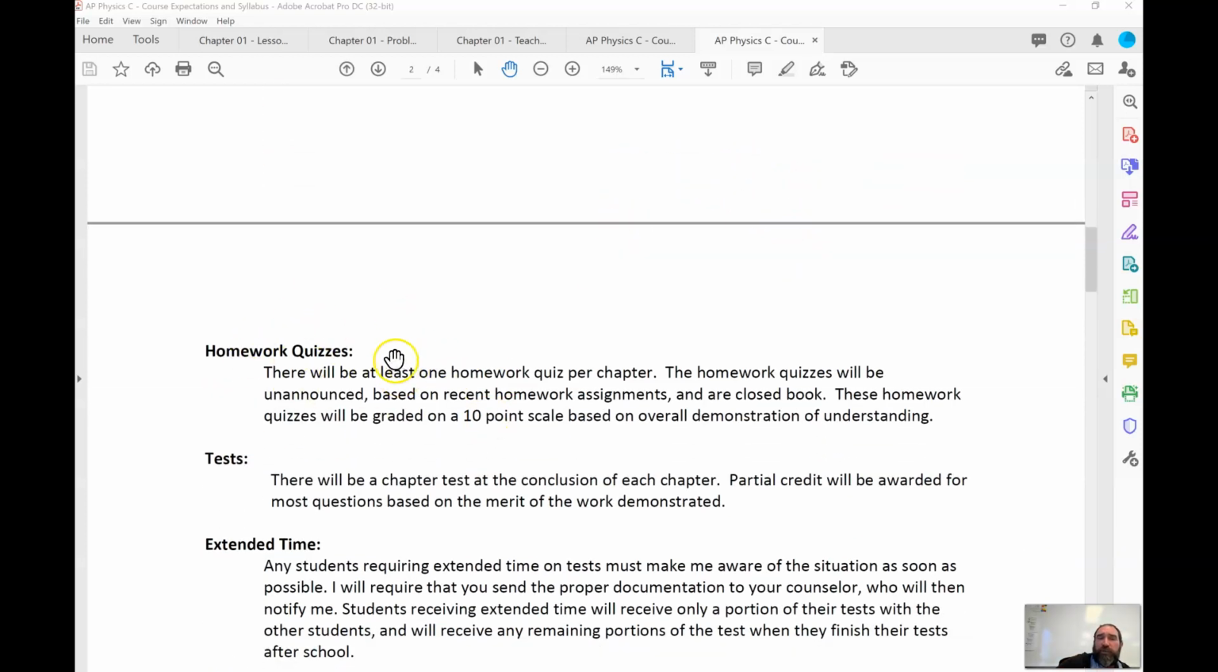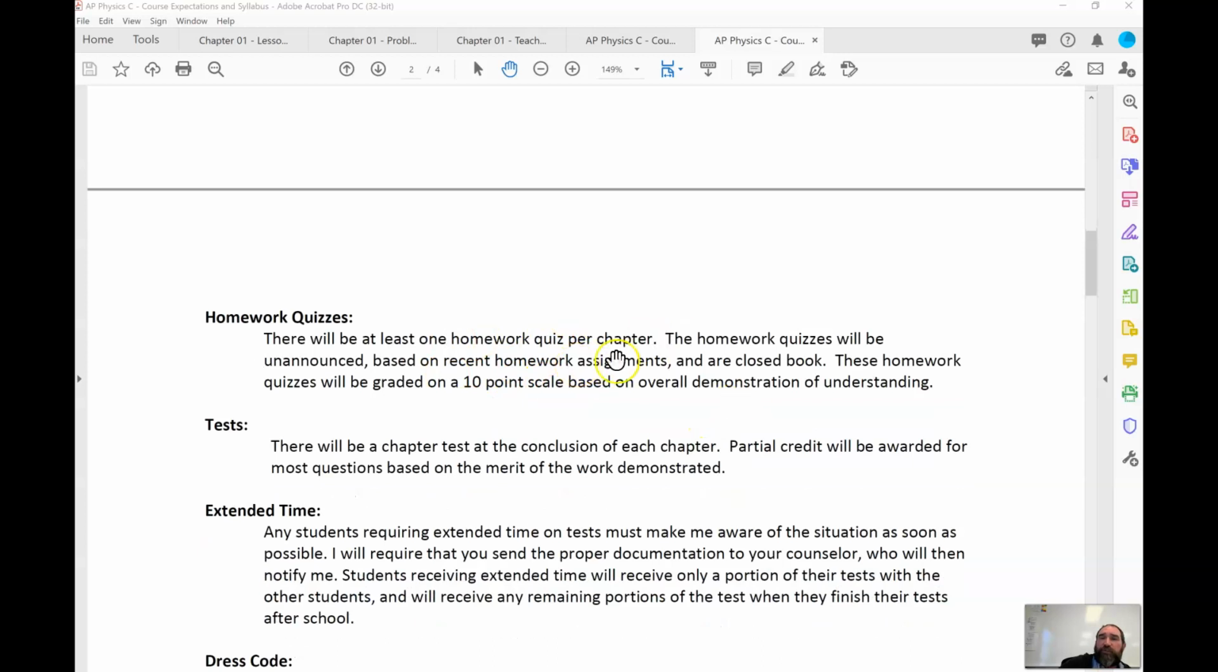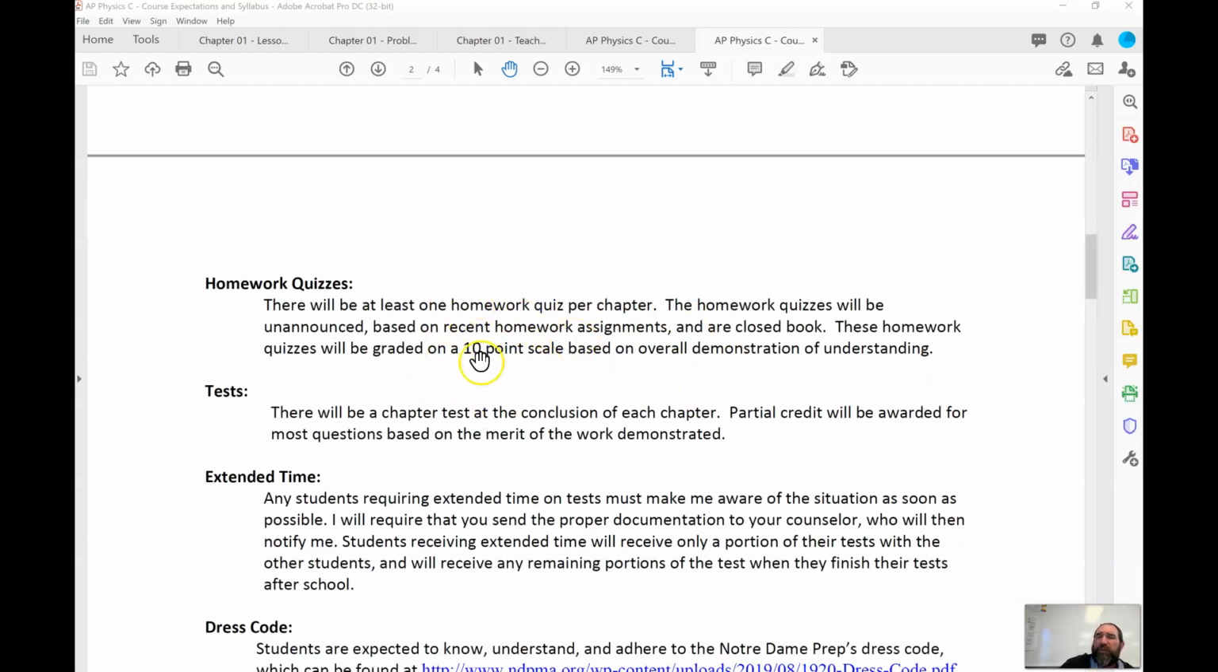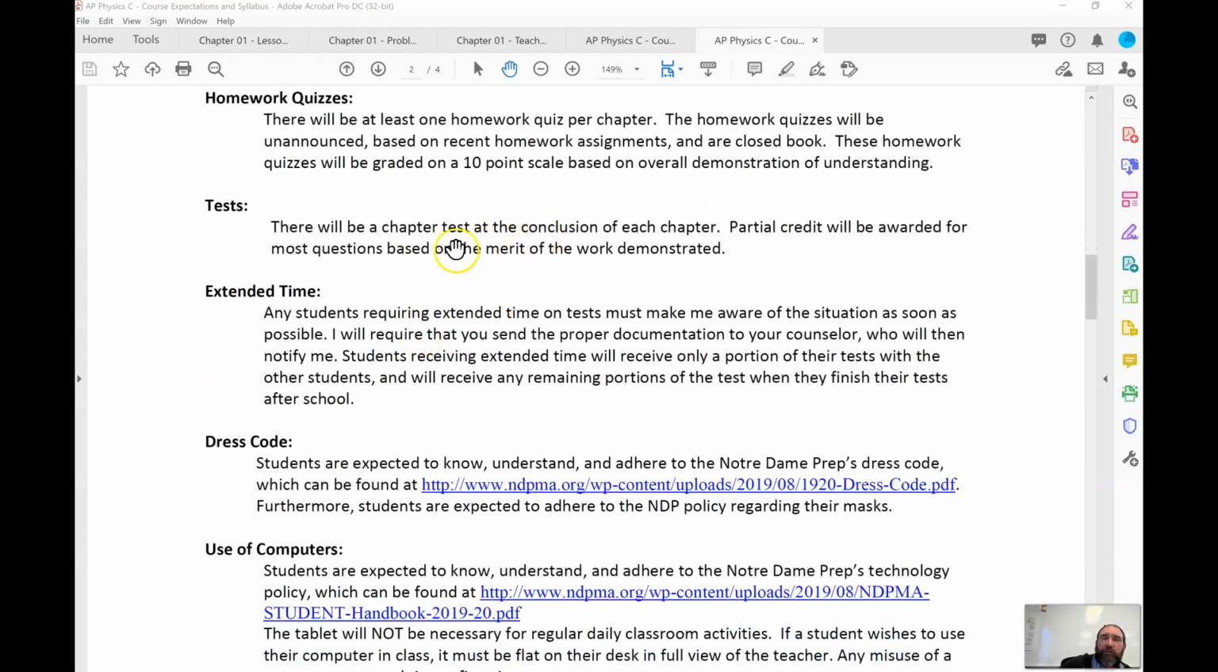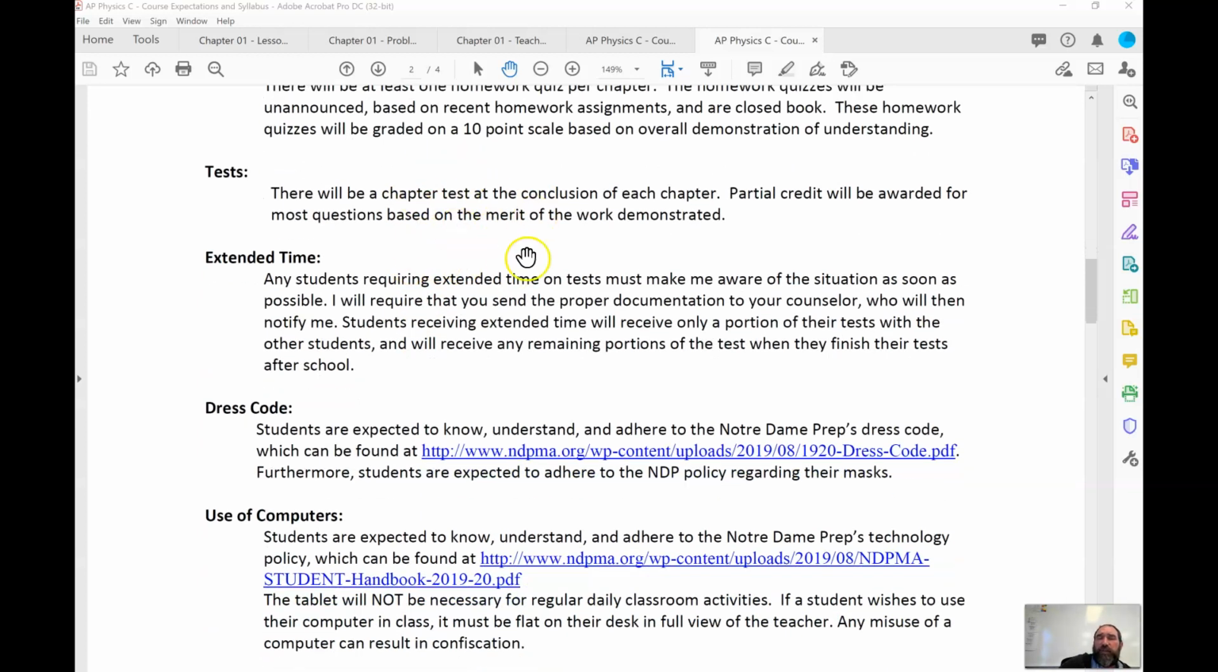Homework quizzes: there will be at least one unannounced homework quiz per chapter. These are based on the homework assignments they've been working on. They're closed book and they're graded on a 10-point scale for overall demonstration of understanding. We're not looking at points right or wrong so much, but it's a fluid grading scale there. The tests are at the conclusion of each chapter. Partial credit will be awarded. Here we are going to be looking at points for right and wrong.